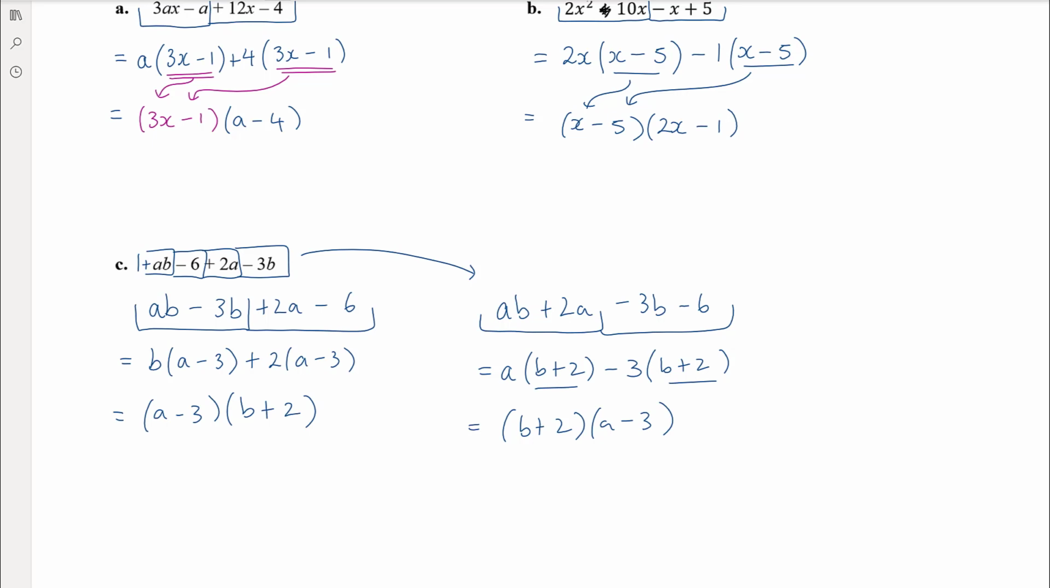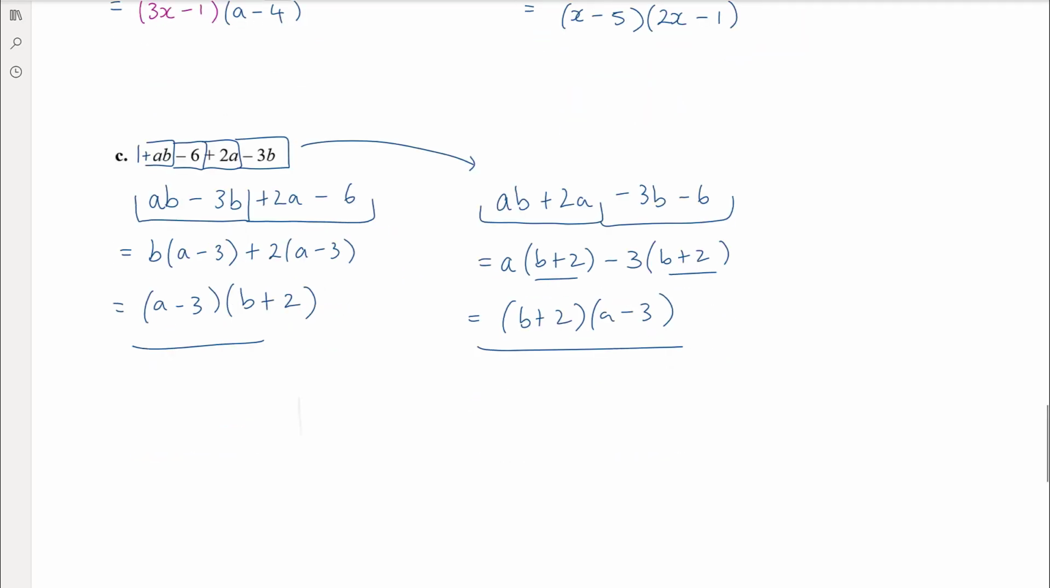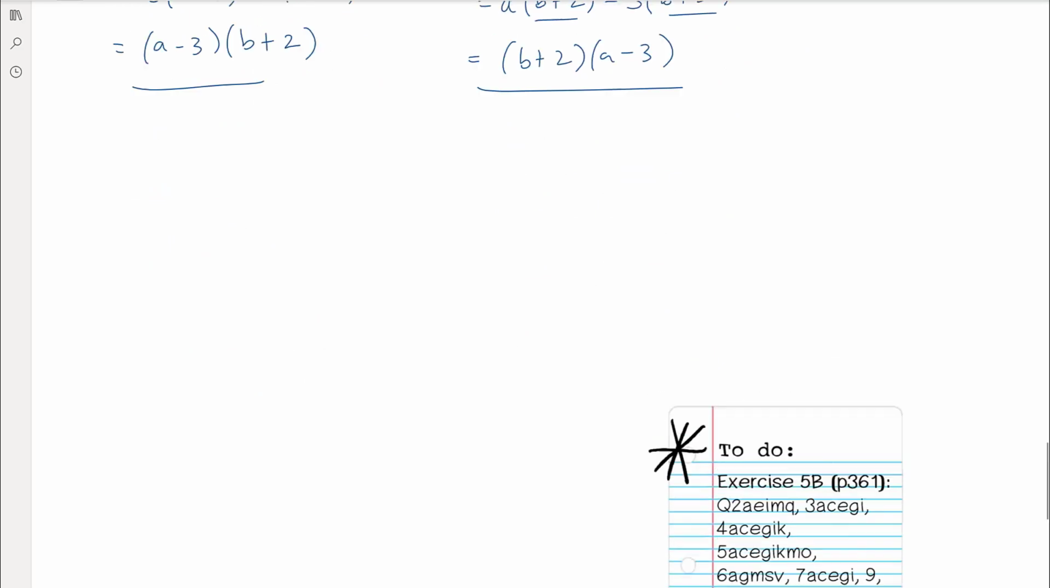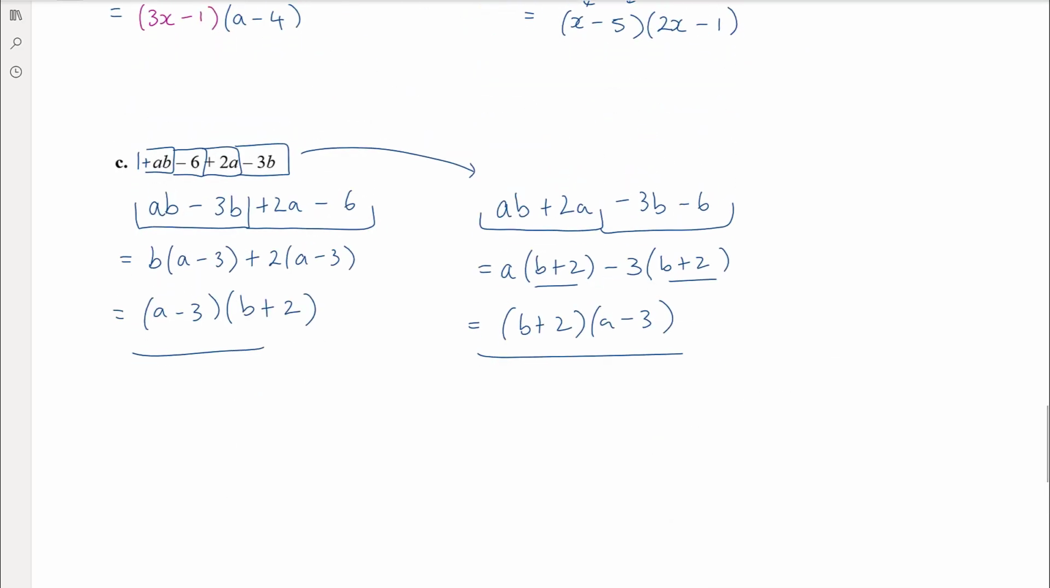Okay, so there's no right or wrong way to order the terms in order to be able to group them. So you just want to make sure that you're grouping them in a way that there are common factors, but there could be more than one way to get there, but ultimately it still gets you to the same final answer.